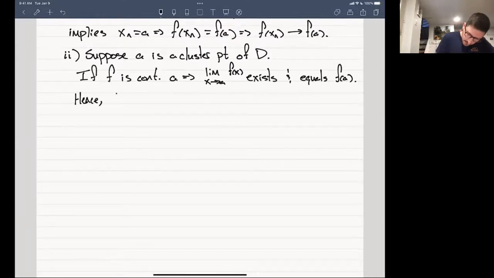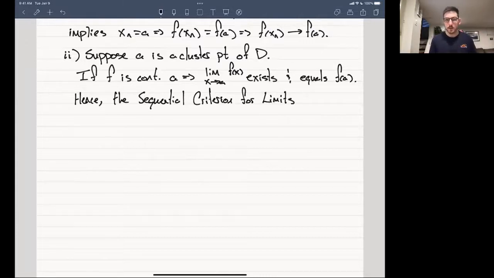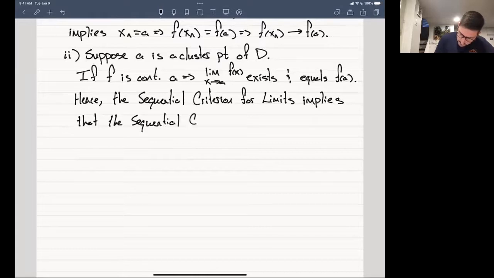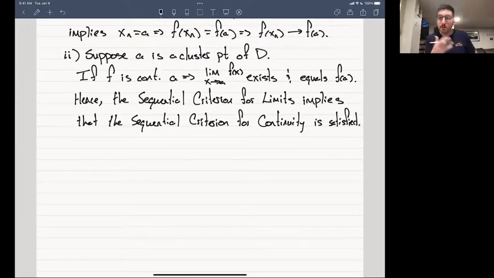Hence, the sequential criterion for limits, not for continuity, for limits, from the previous video lecture, this implies that the sequential criterion for continuity is satisfied. So all you had to do was use the previous theorem to say, okay, f is continuous at A. That implies the limit as x goes to A of f of x is equal to f of A. But then we already showed that that limit is equivalent to taking sequences. And so therefore, that gives you the sequential criterion for continuity.